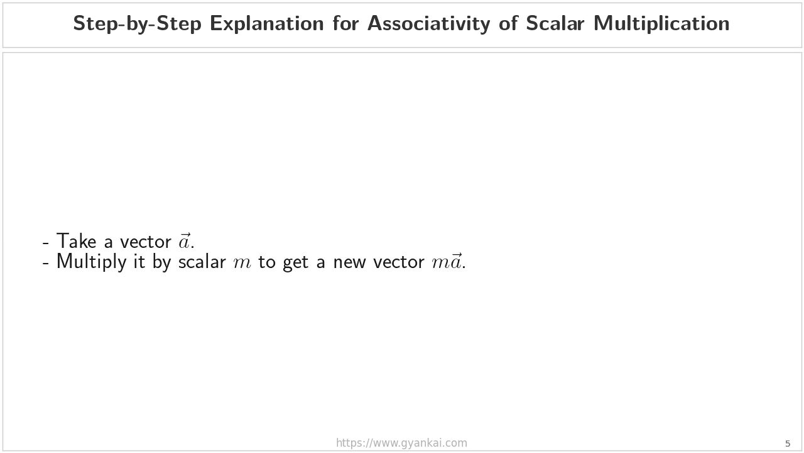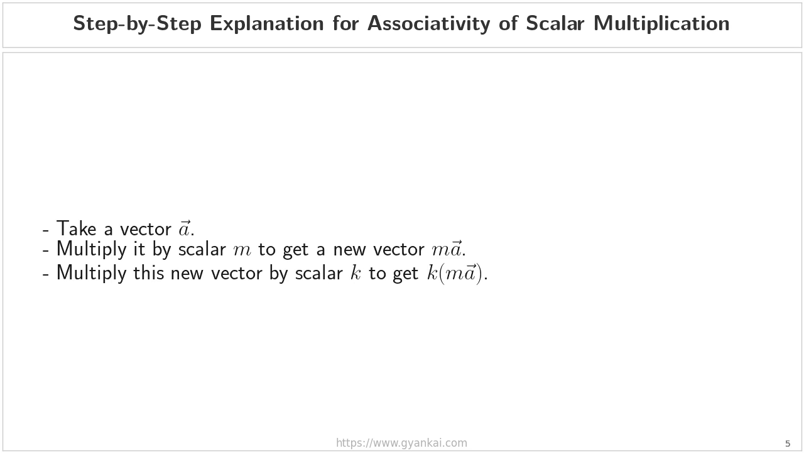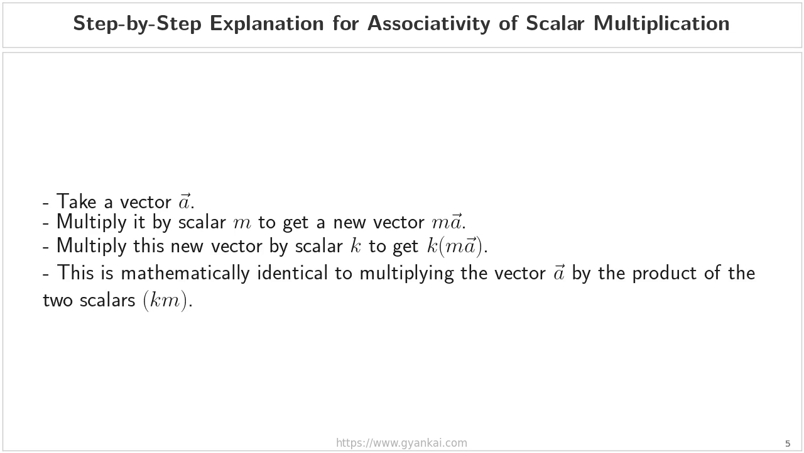Now, to demonstrate the associative property, we take this newly created vector and multiply it by another scalar, k. This gives us the expression k, all multiplied by the quantity m vector A. As you can see, the final result is mathematically identical to a much simpler process. You could simply multiply the two scalars, k and m, together first to get the product km, and then multiply your original vector A by that single combined scalar.